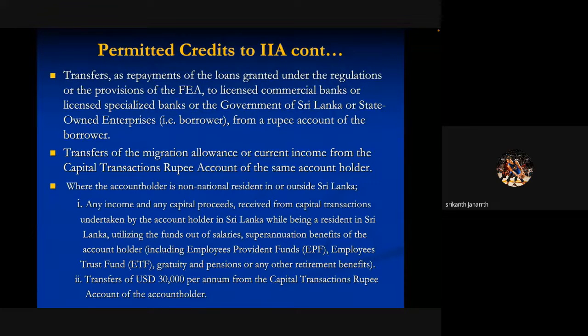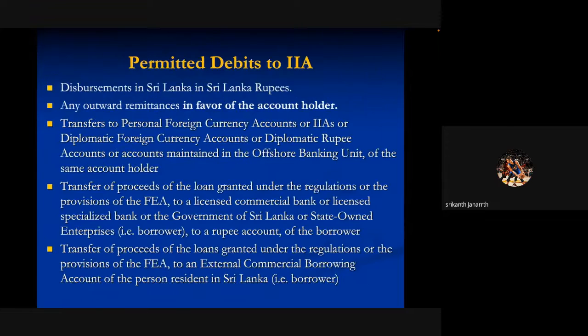So that is the reason for the 30,000 per annum from your capital transaction rupee account, which is your migration account. From there you can take an annual allowance of 30,000. So per annum allowances will also be repatriated as a credit to this account. If you are eligible to take 30,000, even without taking it, you can put it back to the IIA as an investment. So that also comes as a credit to the IIA. When we learn under migration allowance, we will have more details of the $30,000.